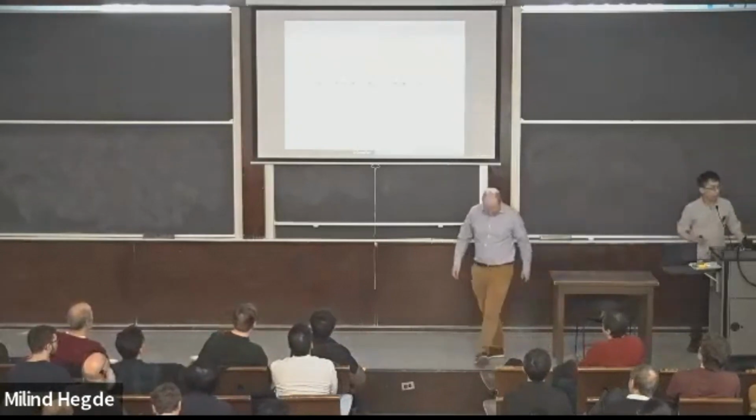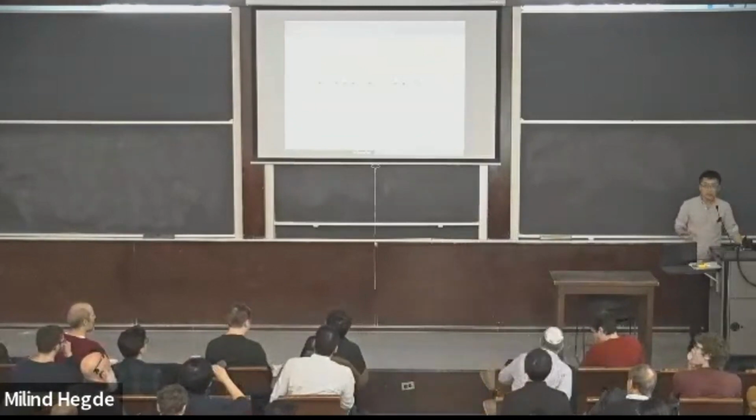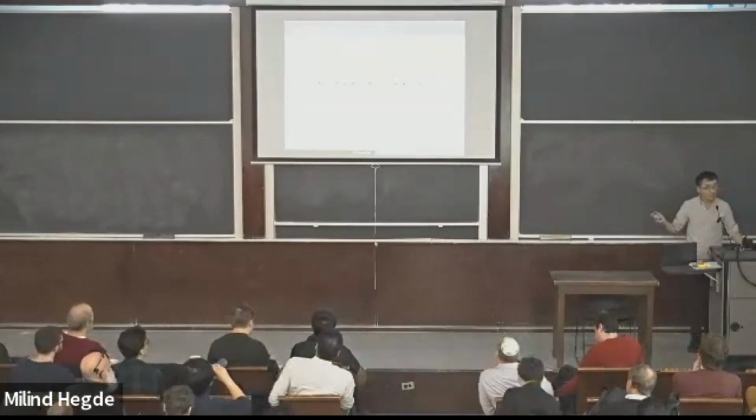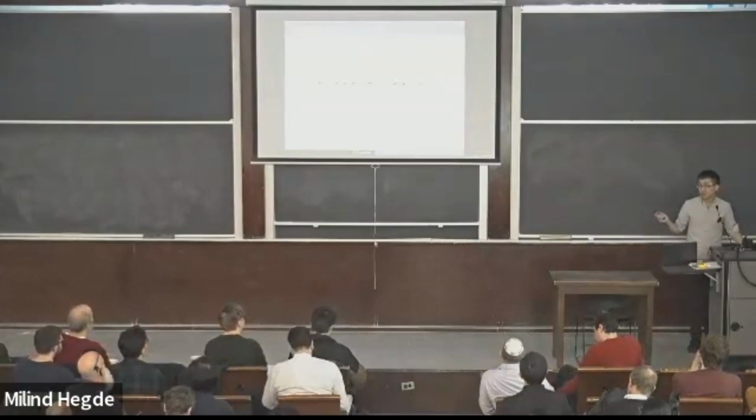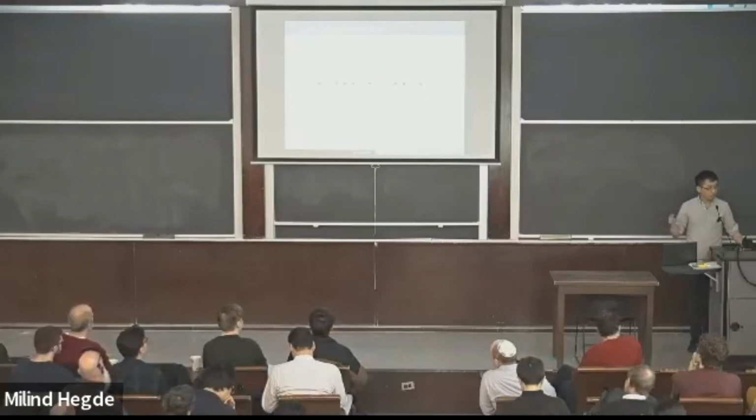So first of all, the model: TASEP stands for totally asymmetric simple exclusion process. You have particles occupying the integer lattice, and each particle has a Poisson clock of rate one. When the clock rings, the particle decides to jump one step to the right if that site is not occupied. If that site is occupied, the particle has to give up the jump and wait for next time.